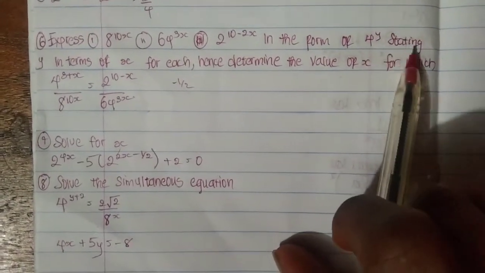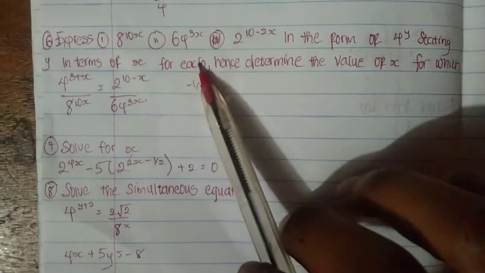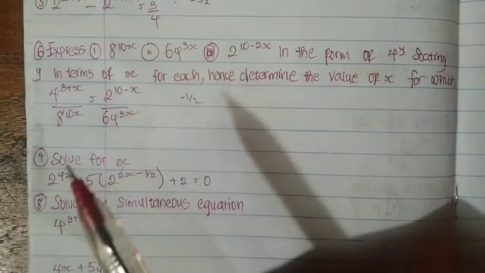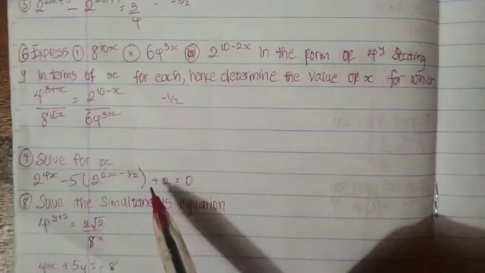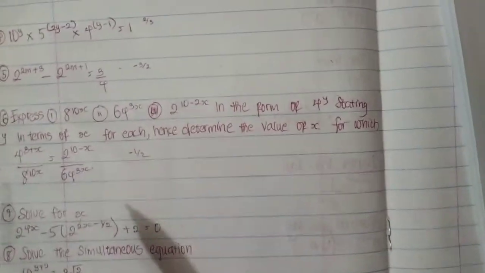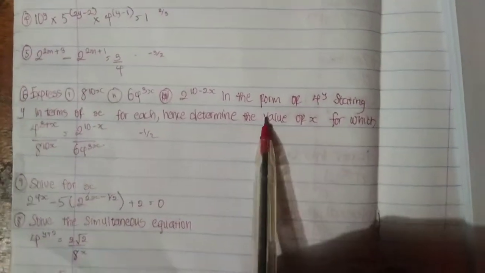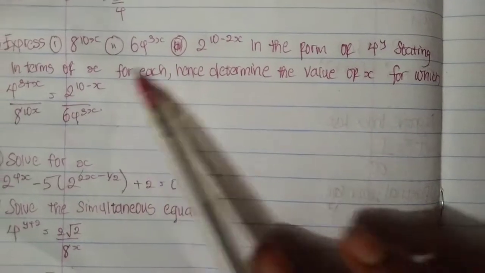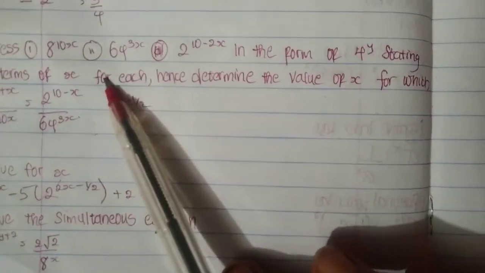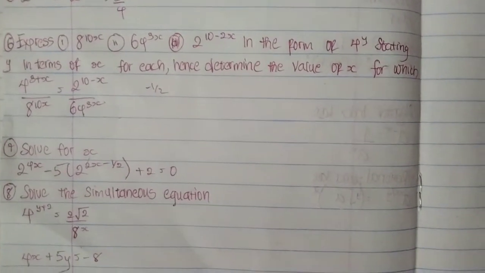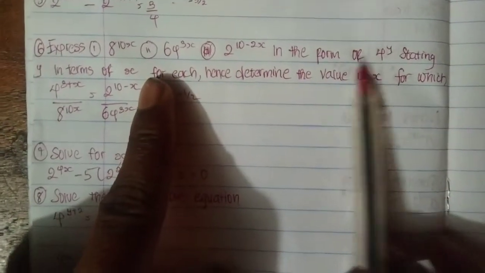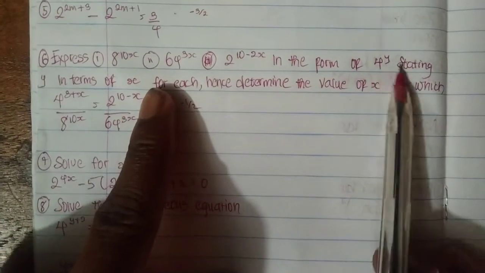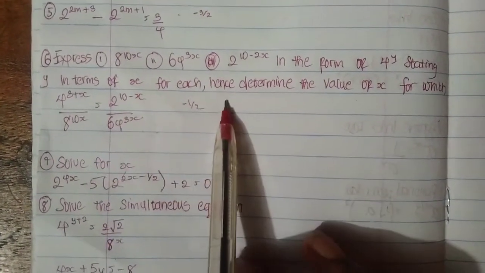Let me read the second sentence: stating y in terms of x. When you say something is in terms of another thing, that means that thing is equal to an expression of that other thing. In this case, stating y in terms of x means y is equal to something in x when you put it in the form 4 to the power of y. So that's what the second sentence is telling us.